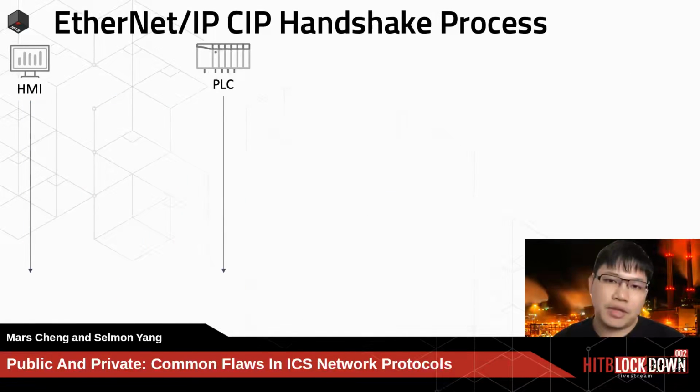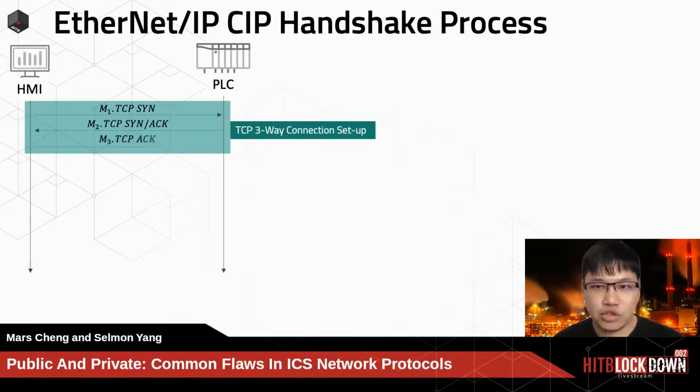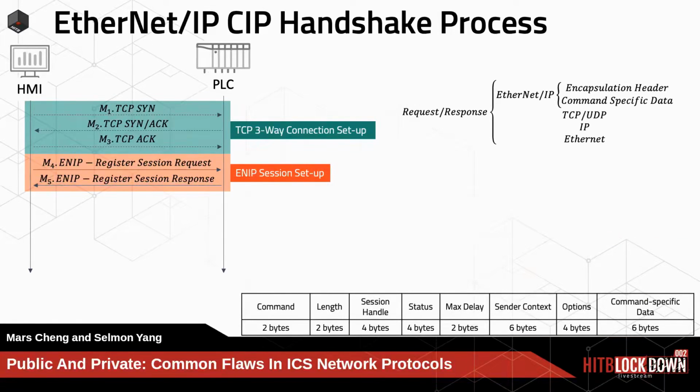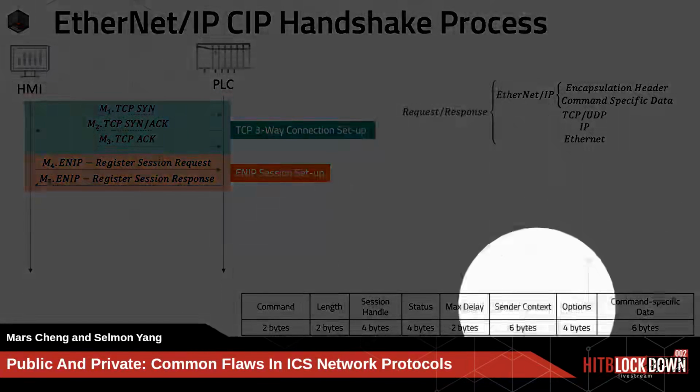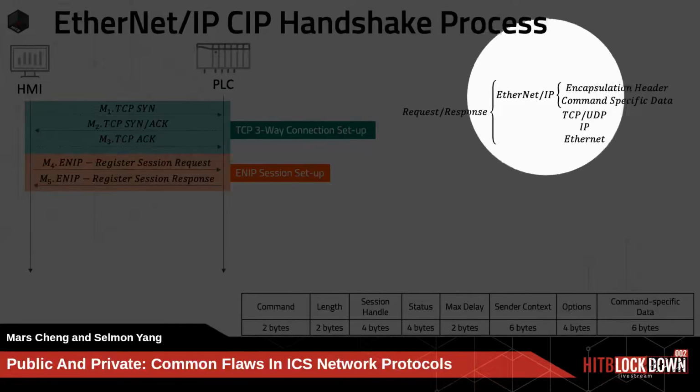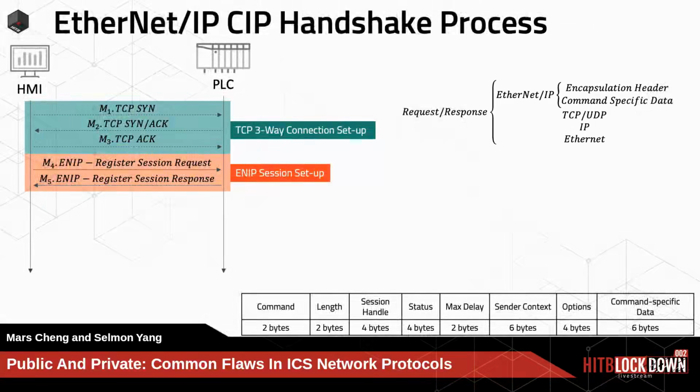So EtherNet/IP is one. EtherNet/IP CIP is relatively complicated. Here we have a three-way handshake set up from message 1 to message 3, and message 4 to message 5. They will register a session in EtherNet/IP, with a register session request and response. And you will see the header and the architecture. Here is the frame, options, command-specific data, and the architecture over the OSI layer 7 model.